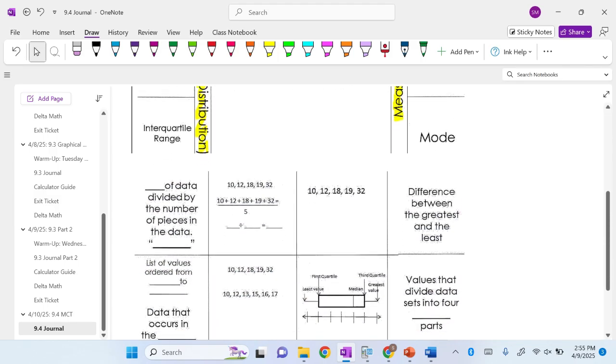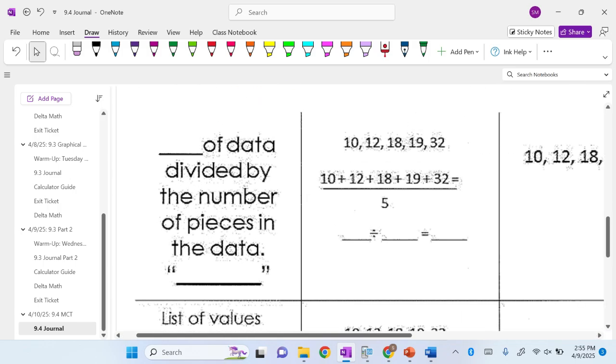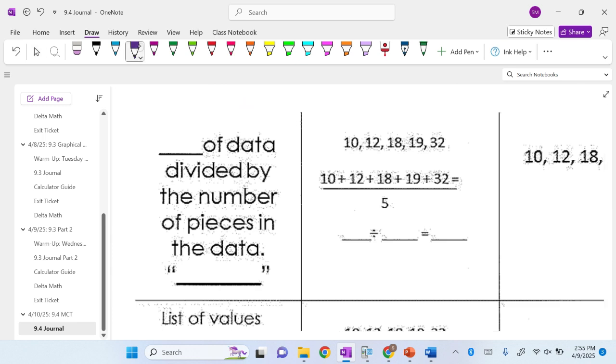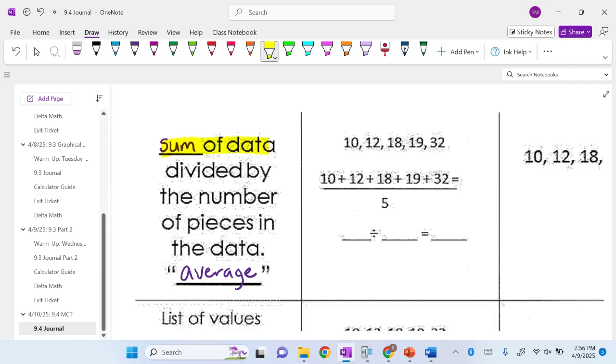So we're going to start with probably the most common one that you will hear, which is mean. All right. So when it comes to mean, that is the sum of data divided by the number of pieces in the data. And more often than not, you will hear this as the average of a set of data. So again, you basically add up all the data and divide it by the number of pieces. So in other words, how many data points do we have?